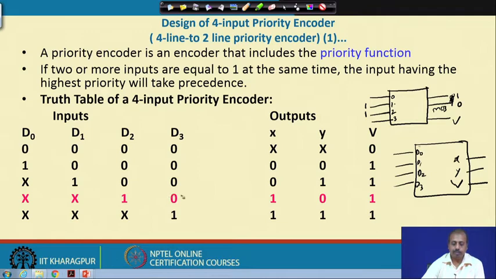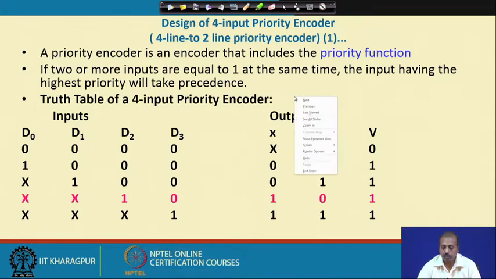On the other hand, if D3 remains 0 and D2 equal to 1, we do not consider D1 and D0. With D3, D2 both equal to 0 and D1 equal to 1, we are not considering D0. And we are considering D0 only when D1, D2, D3 all of them are equal to 0. So, I can say that D3 has the highest priority, followed by D2, followed by D1, followed by D0 for getting identified at the output. So, this is the function of this priority encoder. As if we have got 4 inputs and there are priorities: the priority of D3 is the maximum, followed by D2, followed by D1, followed by D0.